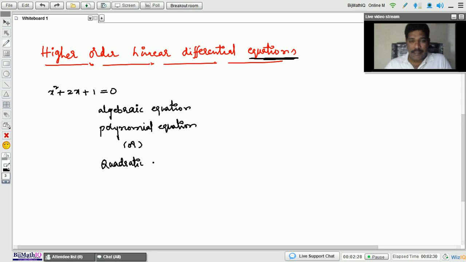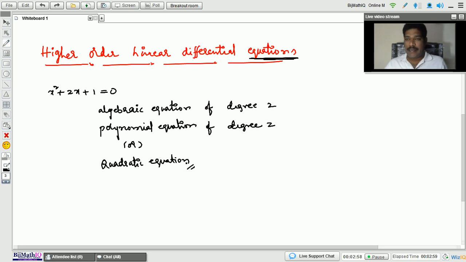Why is it called a quadratic equation? Quadratic means second. Here there is only a single variable x, and the highest degree of x is 2, so this is called an algebraic equation of degree 2, or a polynomial equation of degree 2. A quadratic equation is a second degree algebraic equation or second degree polynomial equation.